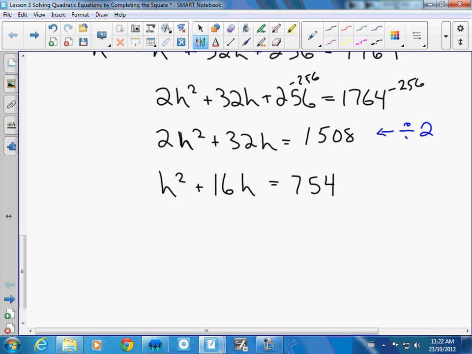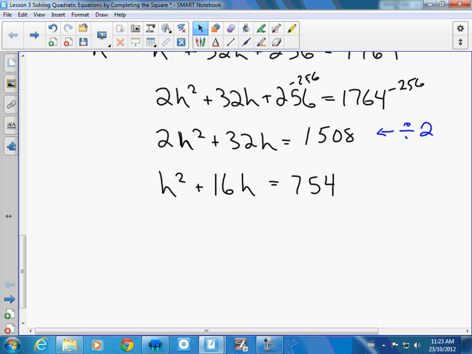Now, there's no number in front of the h. What we're going to do is complete the square. Now, when we completed the square in the past, all of it was on the same side, wasn't it? Now we have some on one side and some on the other. So one part of the rule is going to slightly change, but it really doesn't change that much.